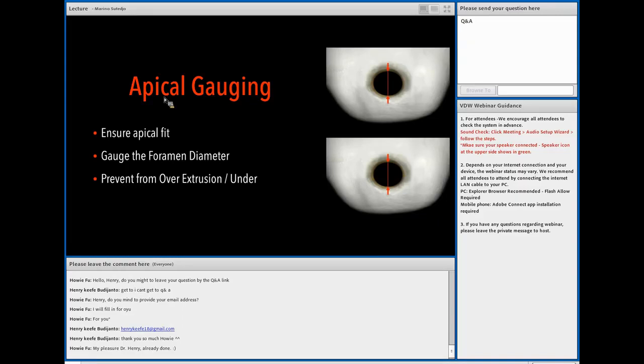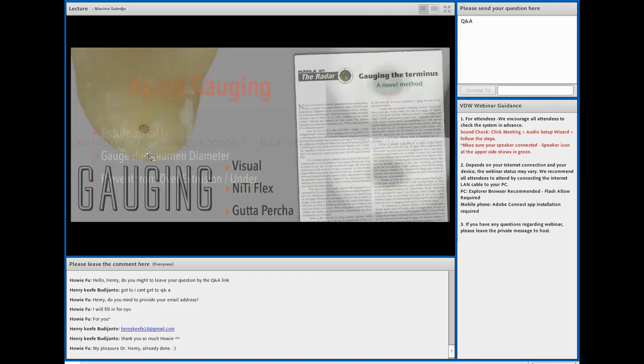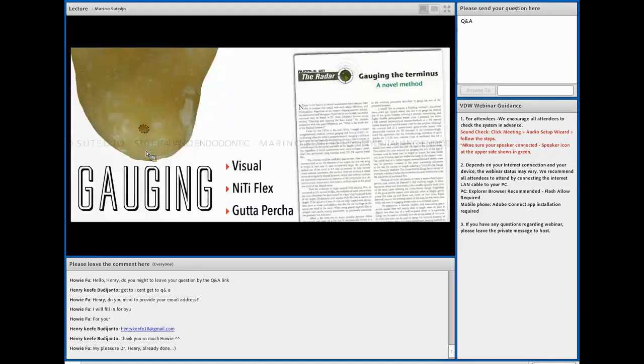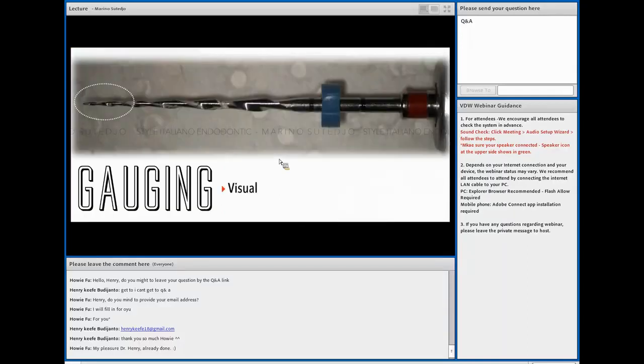Because as we understand, mostly our canal is not round, mostly our canal is oval. So we need to understand the apical fit of the gutta percha that we use for our obturations. How can we do our gauging? First of all, visual gauging, then we can use our NiTi flex, and lastly, we need to use also a gutta percha gauge. And usually, I also suggest to all of you, we do gauging, not just choose one from these three. No, we do all three techniques to gauge and to make sure that we don't have any overfill.